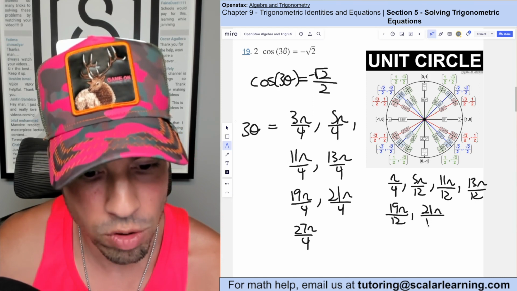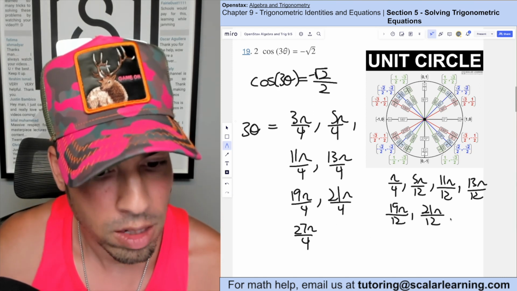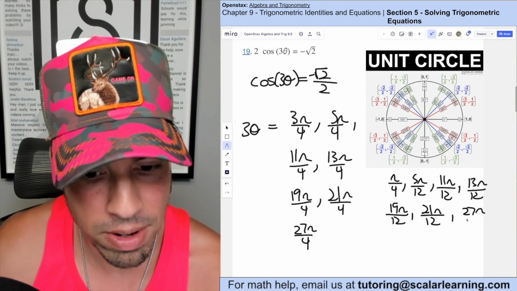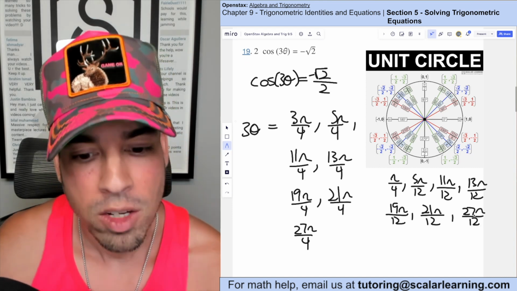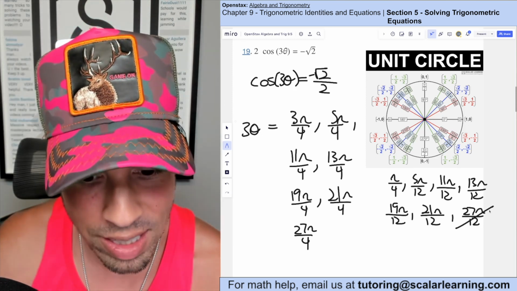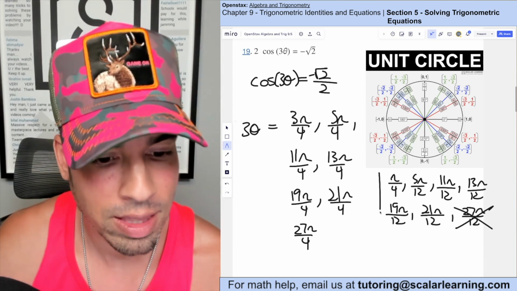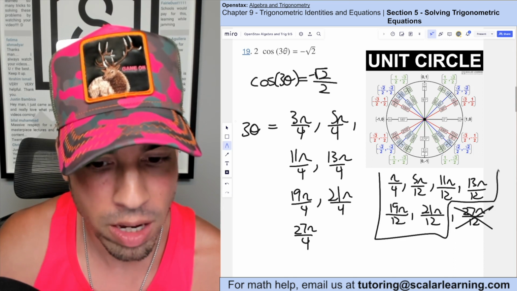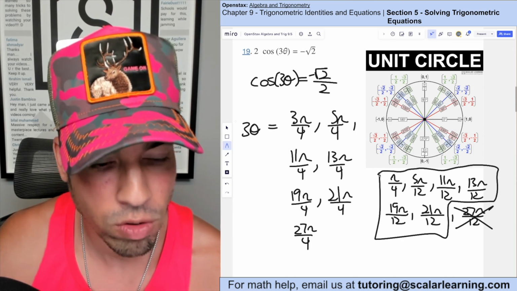So now let's go to this next one. This one would be 27 pi twelfths. But here's the issue. 27 is more than double 12, which means this is greater than 2 pi. So we're going to stop here. And then these 6 are going to be our viable answers. So that's how you do it. That's how you solve for theta.